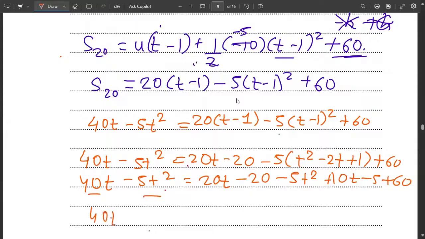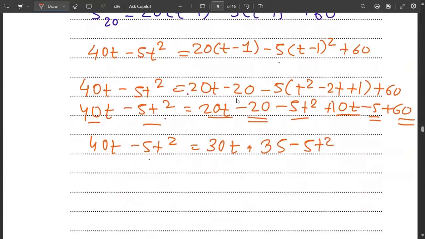40t will remain the same. -5t² = 20t + 10t will become 30t - 20 + 60 - 5. Okay, 60 - 20 is 40, 40 - 5 is 35. So +35. This is done. Then -5t² remains like this only. The -5t² and -5t² will cancel out. The 30t will go there.